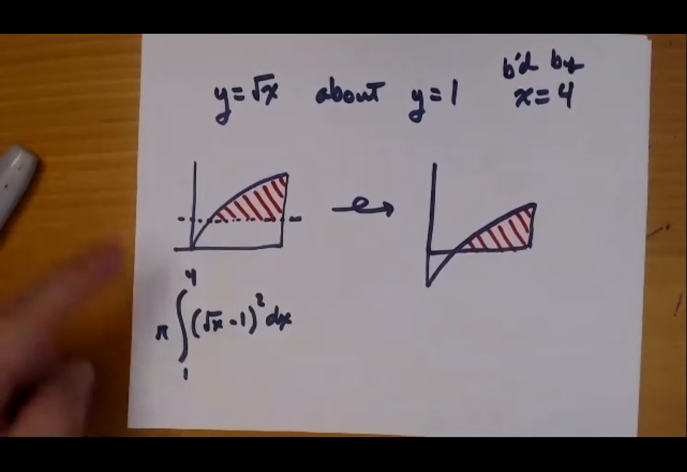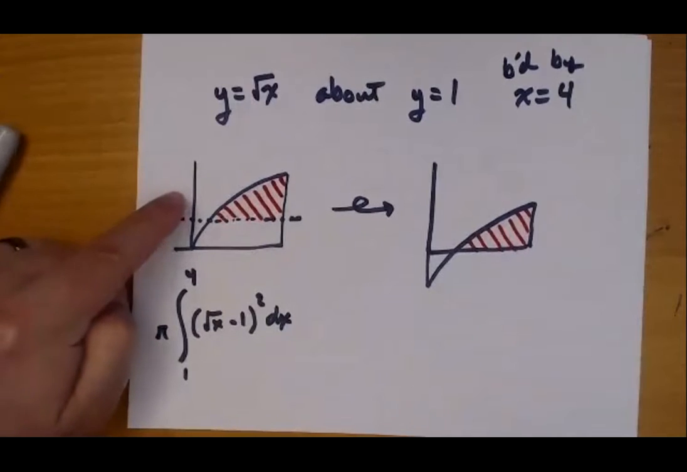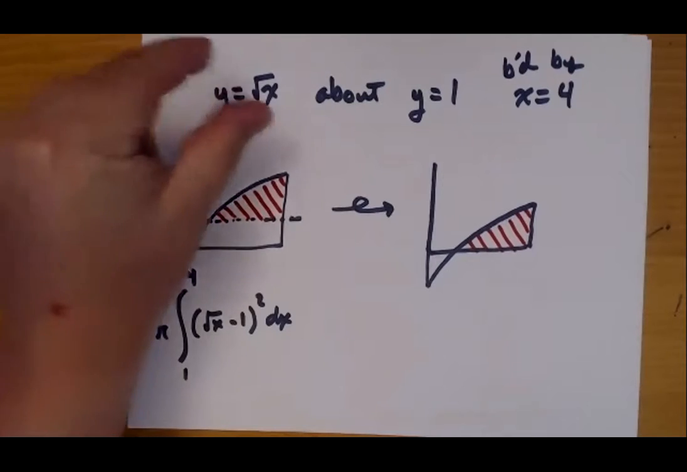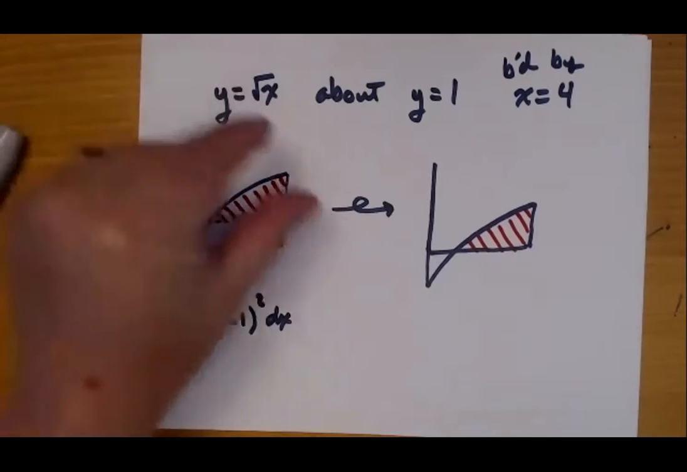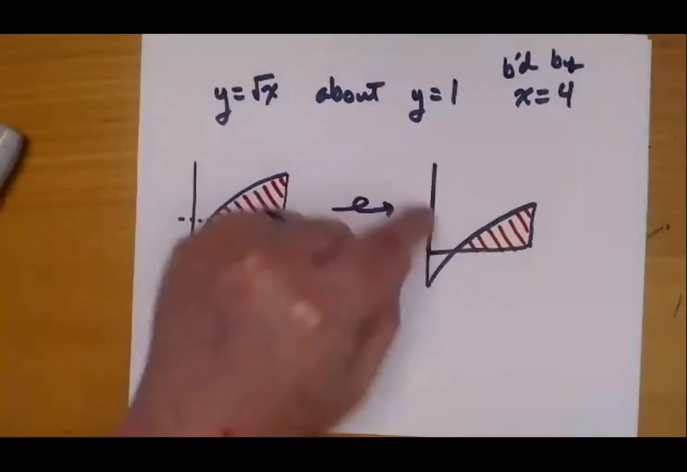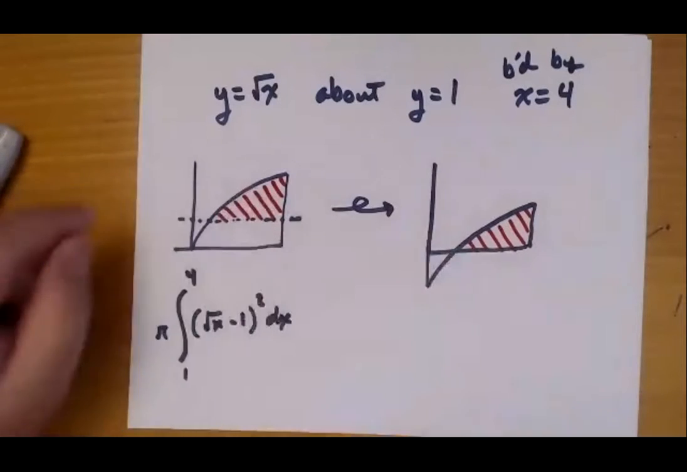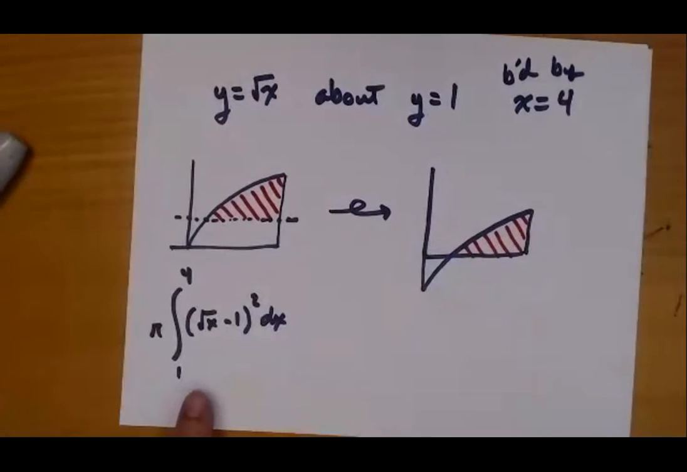So here, this is what you're being asked to look at. Okay. But conceptually, what you can do is take this function, slide it down 1, and go from 1 to 4, which again gives you the exact same integral, by the way.